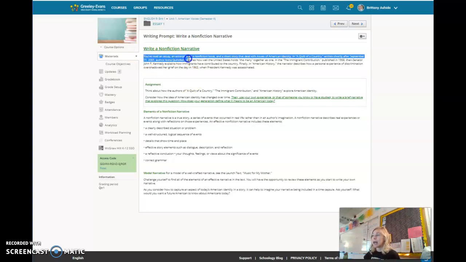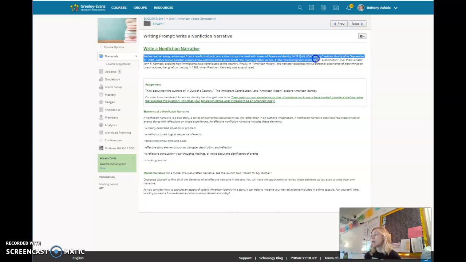You've read an essay, an excerpt from a nonfiction book, and a short story that deal with the issues of American identity. In A Quilt of a Country, remember that's the essay, written shortly after September 11, author Anna Quindlen explores how well the United States holds the many together as one. Her main idea was that we are all different, but we're unified under the belief that we are all created equal. That's part of the American identity. We're different, but we're joined together.